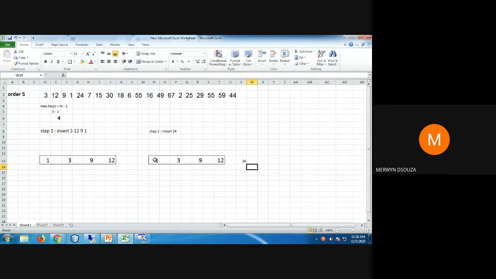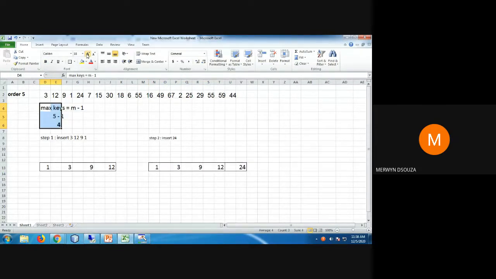Okay. When you put 24 here, say this is all in one node, obviously this causes an overflow. The maximum keys that I could have had is 4, and I'm having here total keys as 5, which is an overflow.